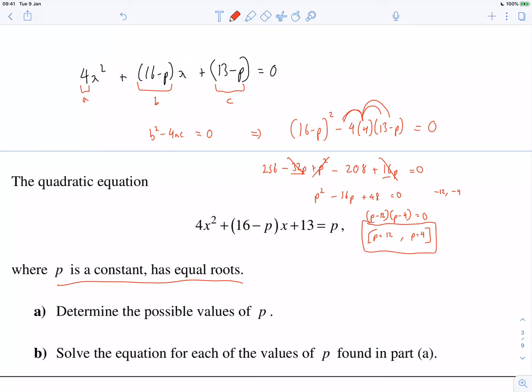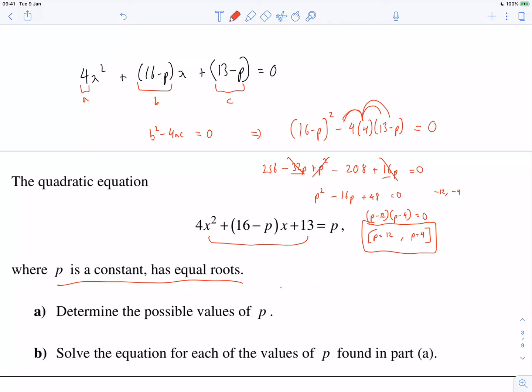Solve the equation for each of the p values found in a. Okay, now if they have equal roots, this means that this equation can be set up as brackets, brackets, something squared equals 0. So let's do this.